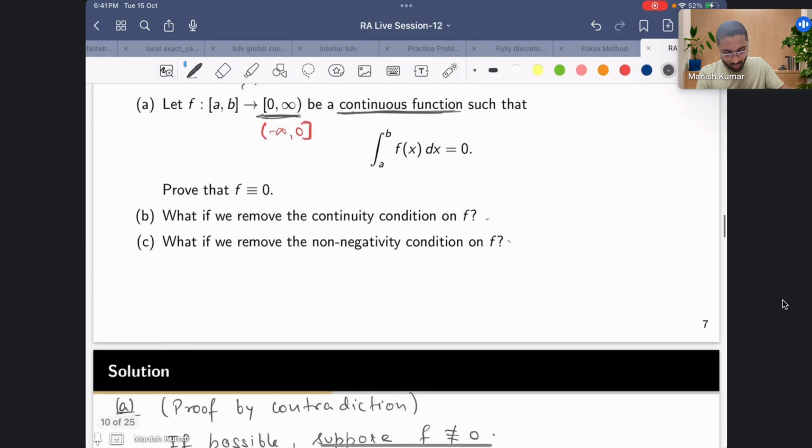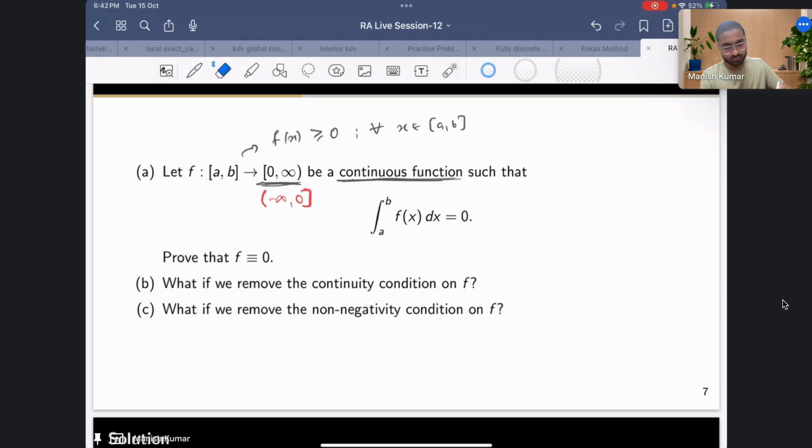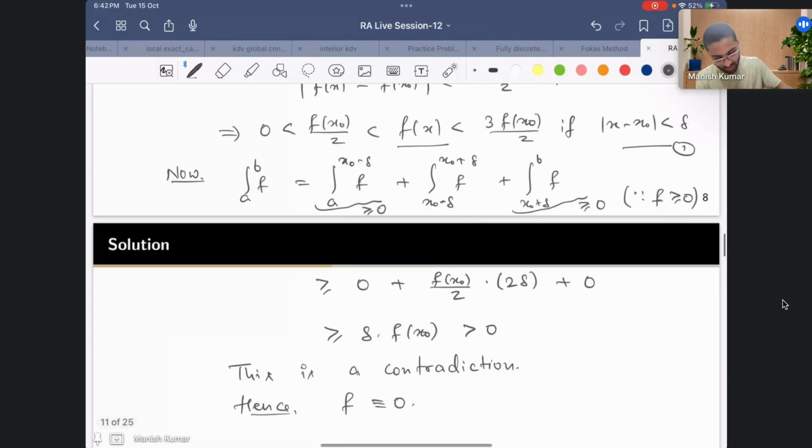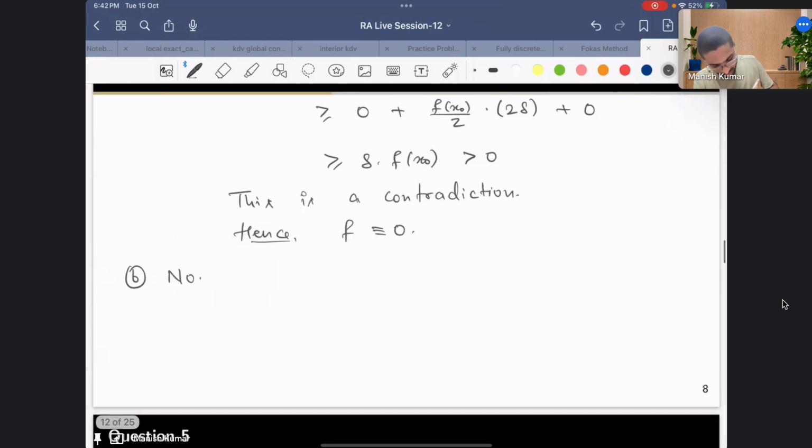What about the second part? I have already mentioned that the answer would be no. If we drop the continuity condition, then the result won't be true. So do you have some example in your mind? What you have to find, I'll just write it precisely. So the goal: the answer is no.